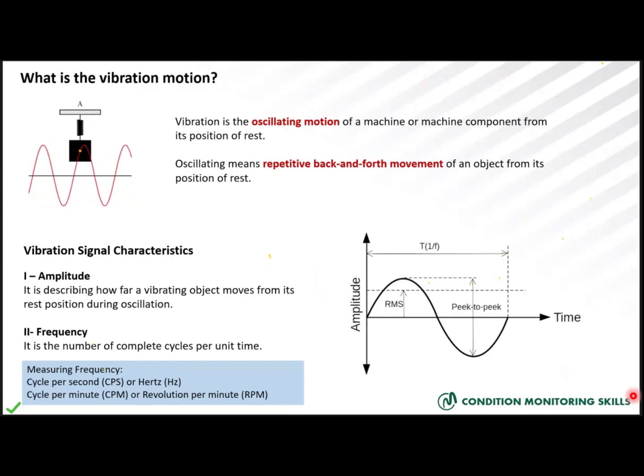Vibration motion is the oscillating motion of a machine or machine component from its position of rest. The oscillating motion means a repetitive back and forth movement from its position of rest, or the original position. So any movement going back and forth around a reference or position of rest, this motion is not a displacement motion. It's called vibration motion, or vibrating motion around a specific reference, back and forth, back and forth.